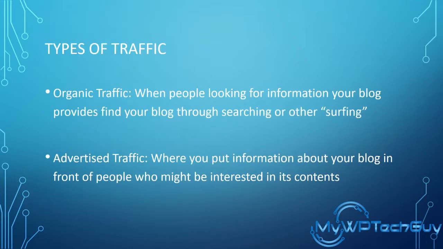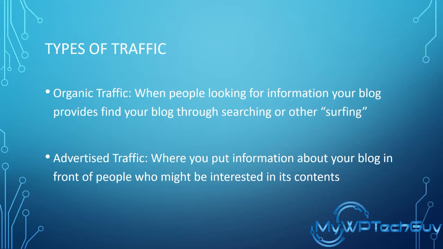So now let's talk about the two different types of traffic. The two main types of traffic are organic traffic and advertised traffic. Now, a lot of people will say free traffic and paid traffic, and I'll explain why this is wrong in a minute. Organic traffic is when people are looking for some information that your blog provides, and they find you through their searches. These people are actively looking for a solution to a problem, and they come across your blog as having that solution.